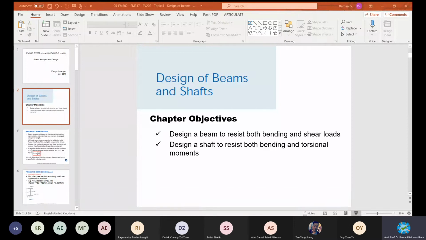Design a shaft to resist both bending and torsional moments. All of you know that if there is compression or tension, you have tension and bending. But shear, the third type of failure, will automatically cause a torsion moment. Normal tensile and compression loads will cause bending moment.